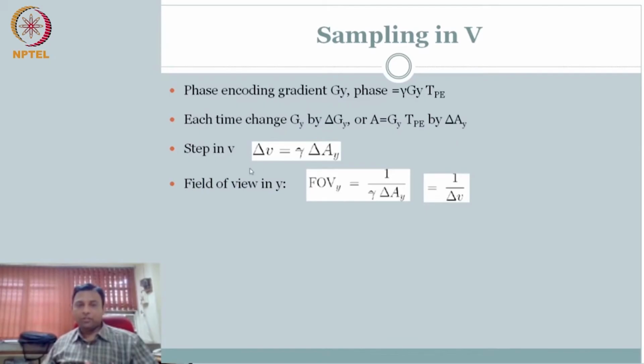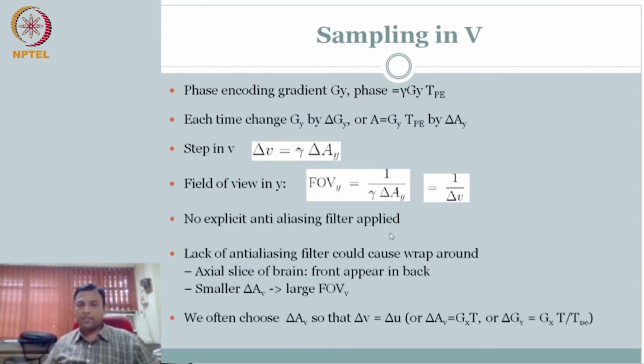Clear? That means your field of view in the Y direction. This is the step size in the V direction, in the frequency domain. Your field of view in the spatial domain is 1 by that, so this is also inversely related. If you step finer in your phase encoding, that is, you have fine phase separation, then your field of view in the Y direction will be increased. Clear?